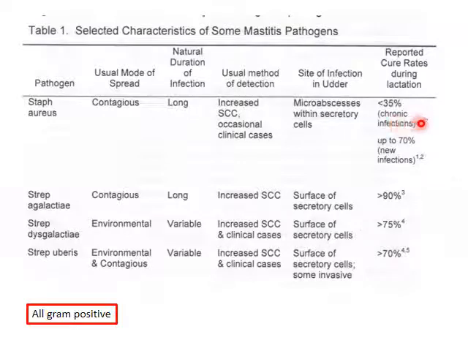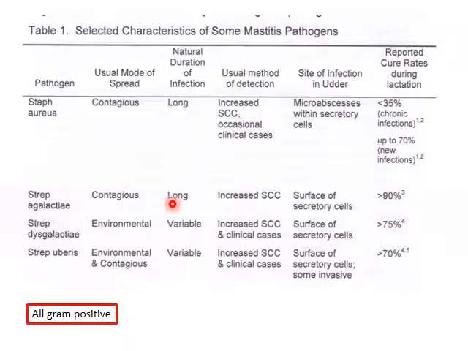So with chronic infections, we have a very low cure rate, less than 35%. With new infections, before they get walled off, we have better success, up to 70% cure rates if we get on them early with detection and get them taken care of. These are usually treated with antibiotics. Strep agalactiae is a contagious one. This is usually historically the big problem. If you're doing things right, generally strep ag goes away very quickly.